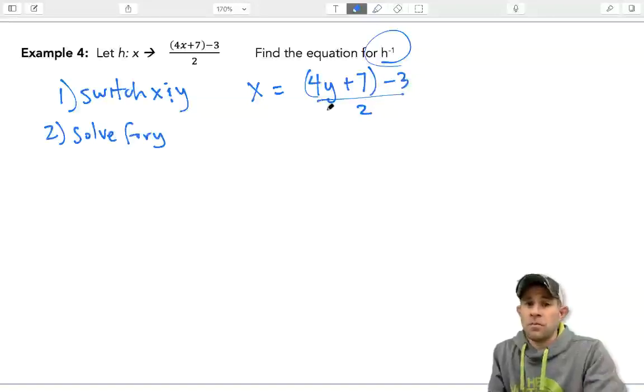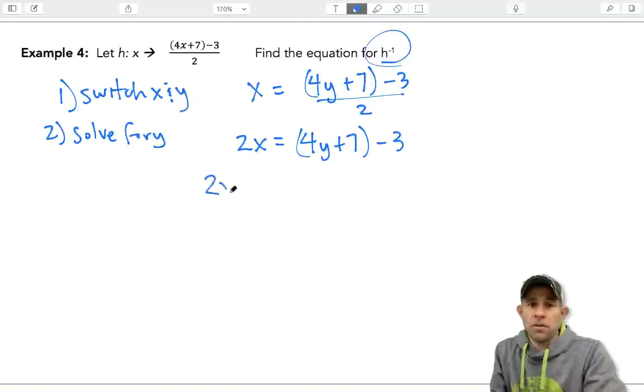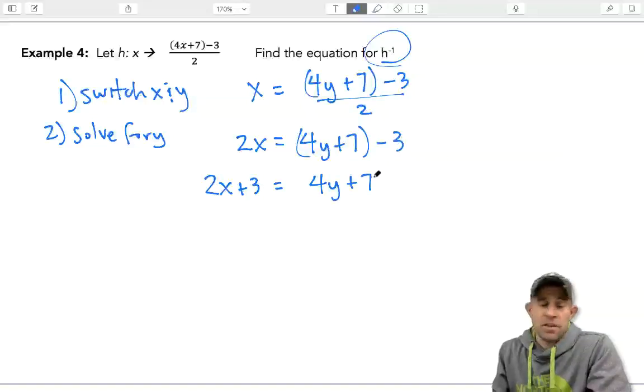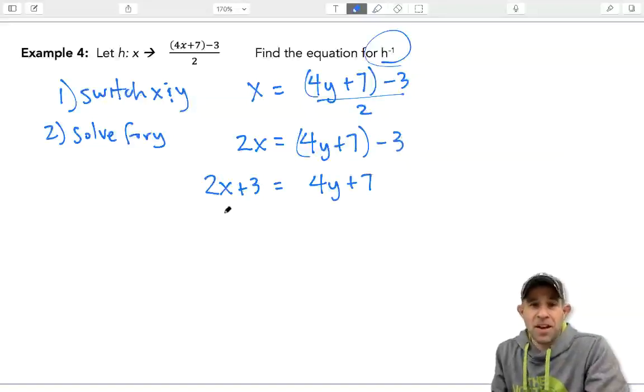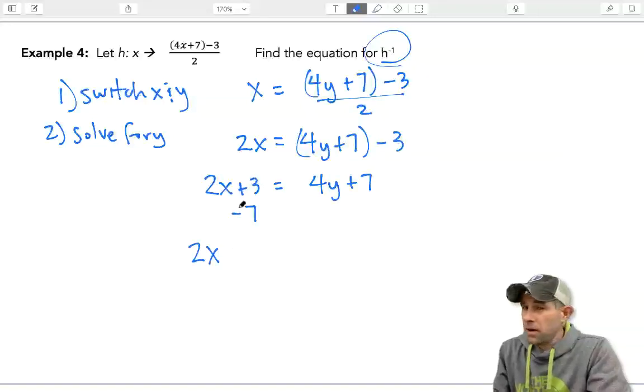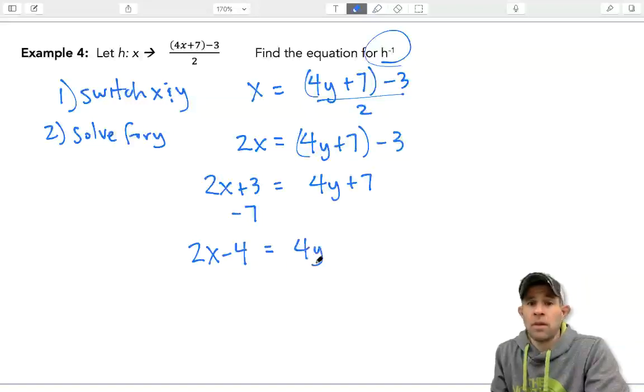So we're going to start by getting y by itself by multiplying both sides by 2. So that gives us 2x is equal to 4y plus 7 minus 3. And now we'll add our 3 over. So we have 2x plus 3 equals 4y plus 7. Next we're going to subtract 7 from both sides. So we have 2x, and we can combine these at this time. So this is going to be minus 4 is equal to 4y. And then our last step is to divide both sides by 4.